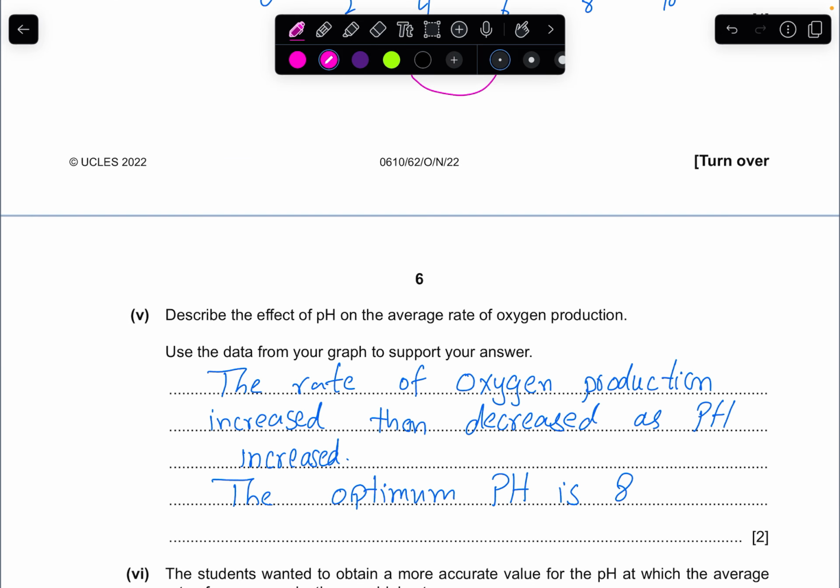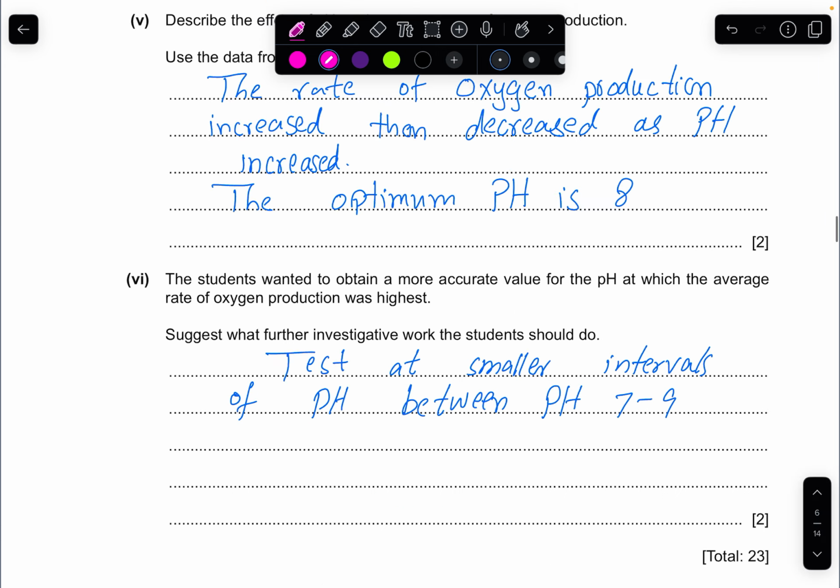The next question is, describe the effect of pH on the rate of production. So I already explained this, that the rate of oxygen production increases and then decreases, and the optimum pH is 8. After pH 8, the rate of production of oxygen decreases, because the high pH can denature the enzyme and it will no longer bond with the substrate, and there will be no more reaction.